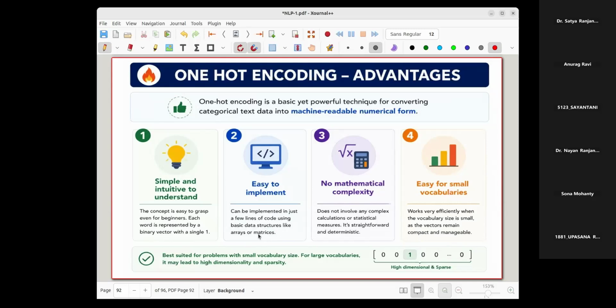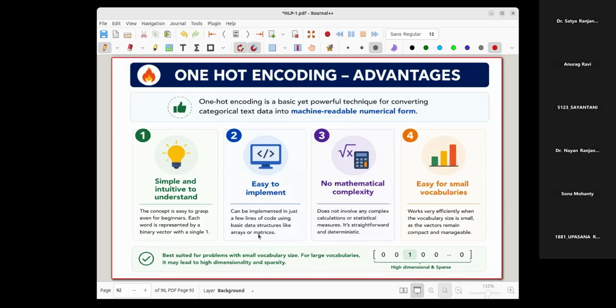But if your corpus is small, like you have 10-20 sentences and your vocabulary size is also very small, let's say 10-15 words in your corpus, then it will be easier to use one hot encoding. But in practice, you may not see a corpus with such a tiny vocabulary.